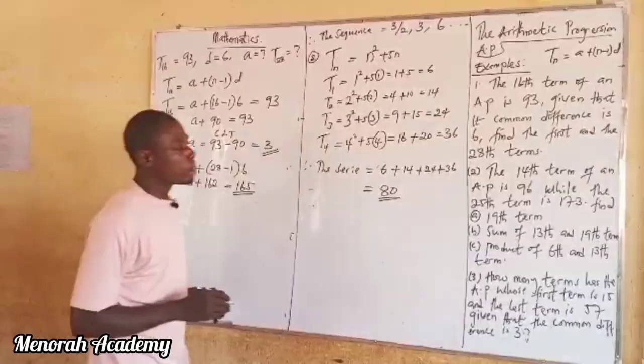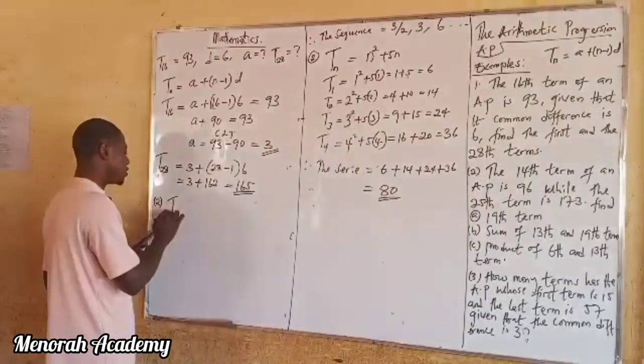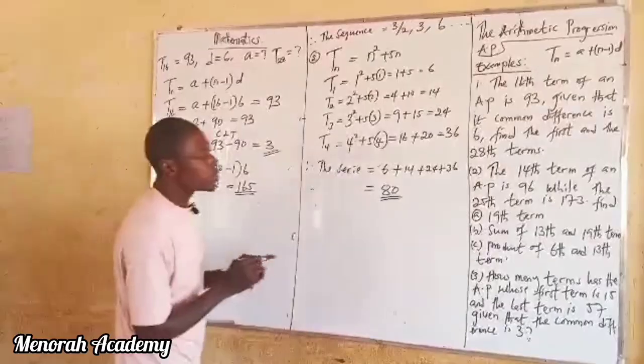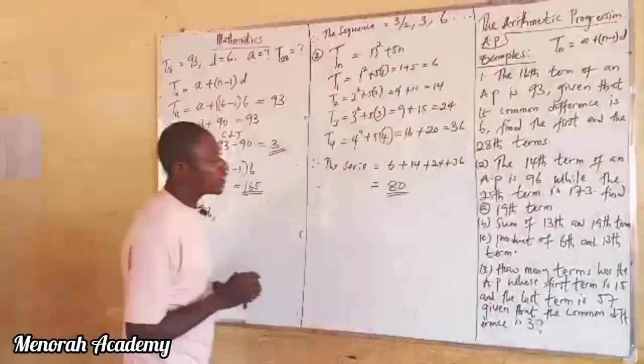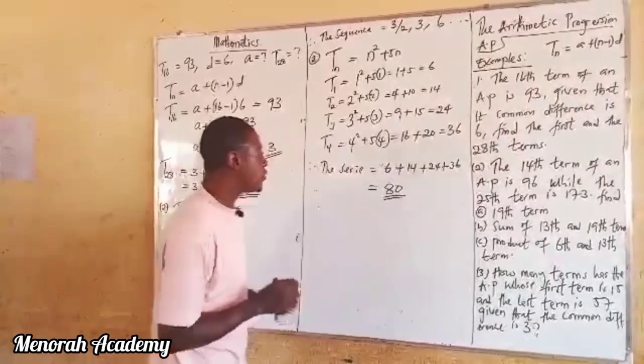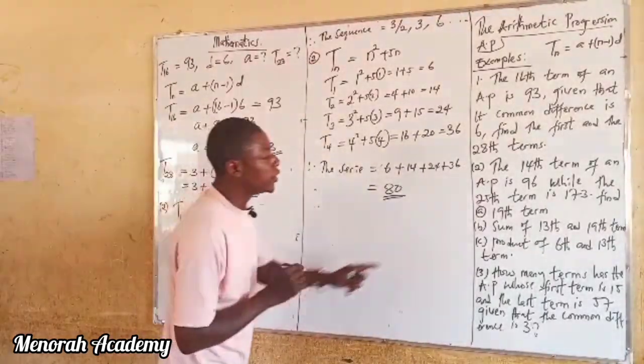In that number 2, what was given is that the 14th term is given. That means t of 14 is given to be 96, comma. And also, while the 25th term is given, t of 25 is given to be what?